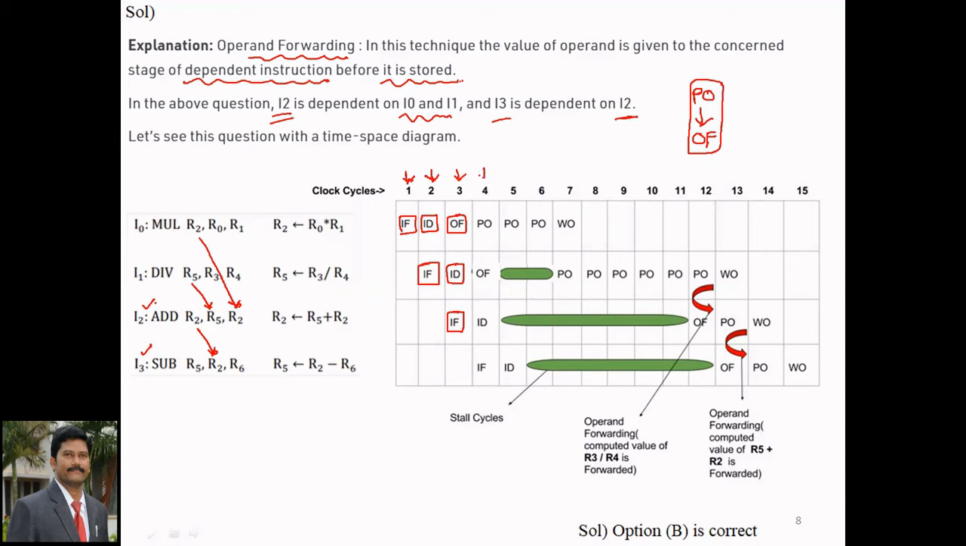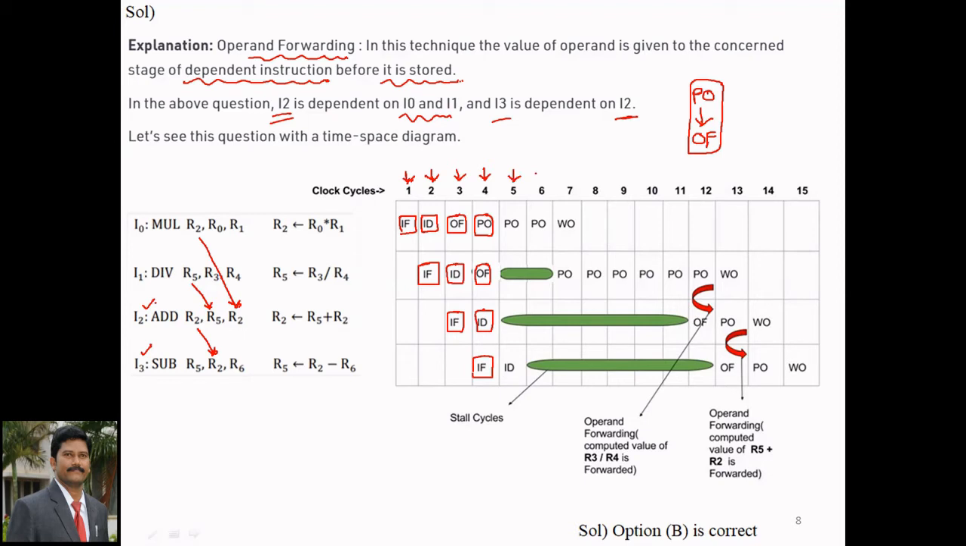At clock cycle 4, what happens? The multiplication instruction enters the PO stage, and the operand fetch stage is free, that's why the division instruction enters the OF stage. And instruction decode is free, so the add instruction enters the ID stage. And IF is free, that's why the subtraction instruction enters the IF stage in the same clock cycle 4.